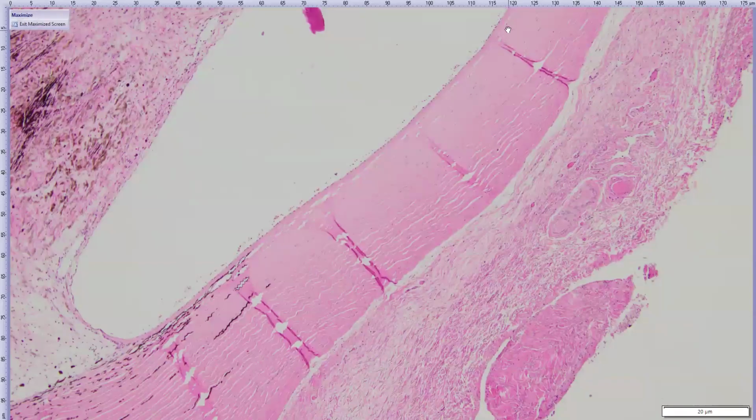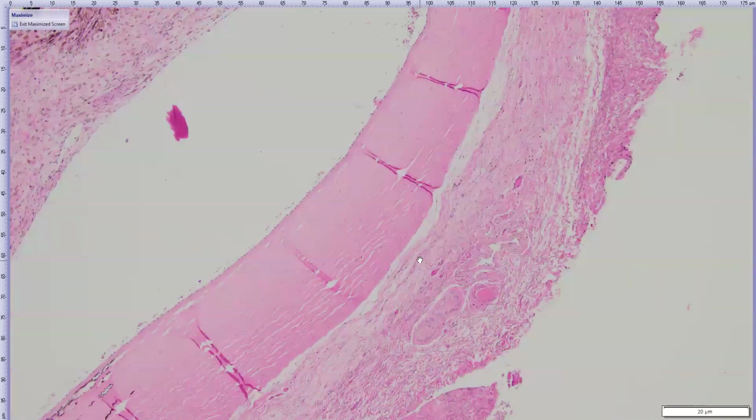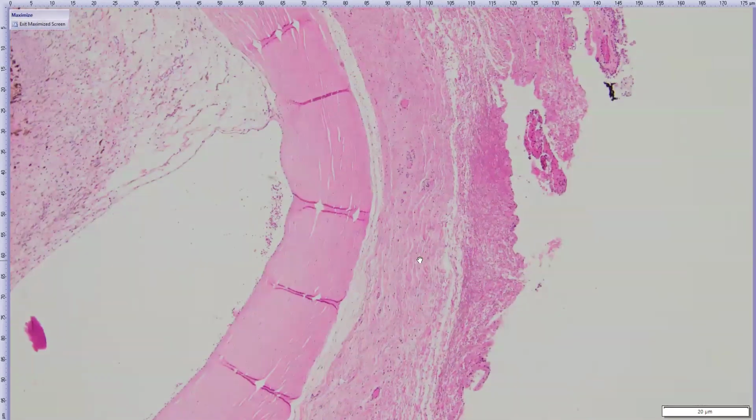So here we have some normal corneal stroma at the periphery. We do still have Descemet's membrane as well. There is no corneal epithelium, so instead just the bulbar conjunctiva is totally adhered to the remaining stroma. So this is a symblepharon, as I had mentioned.